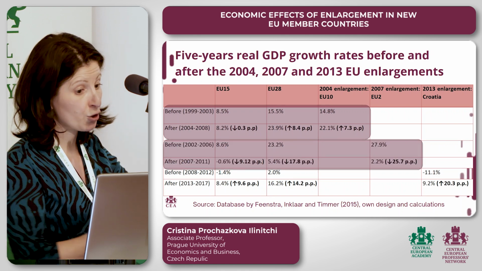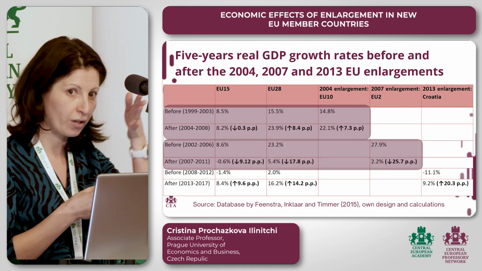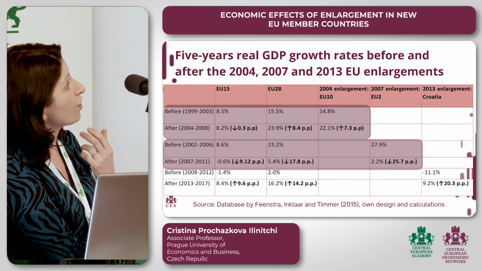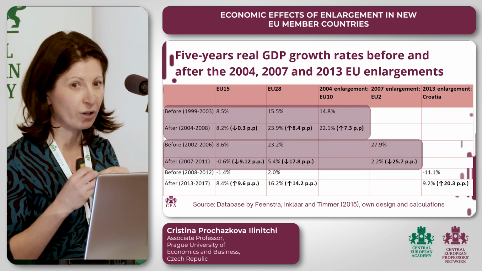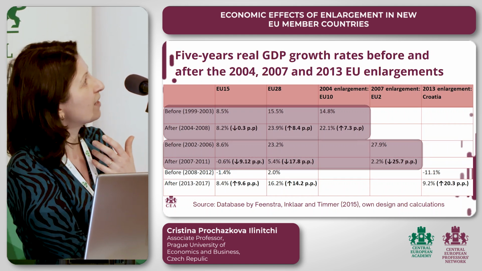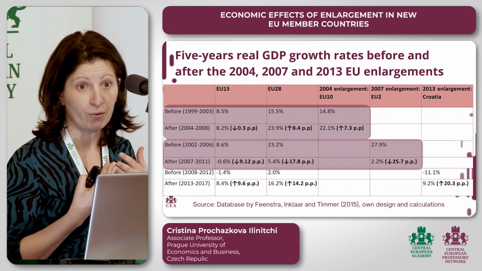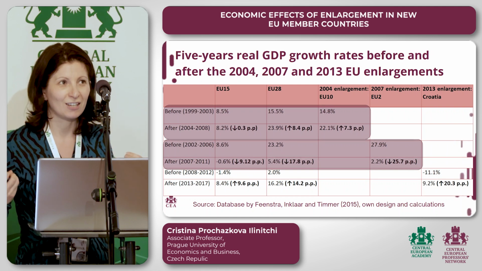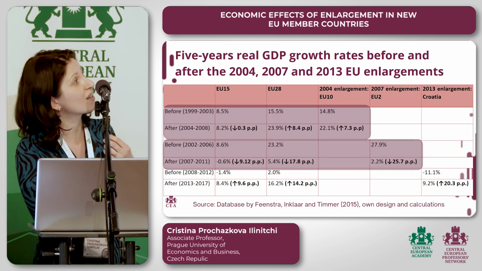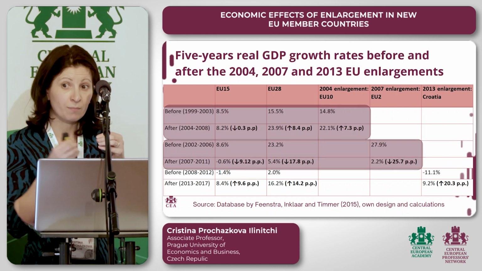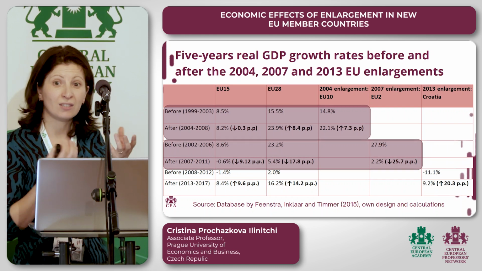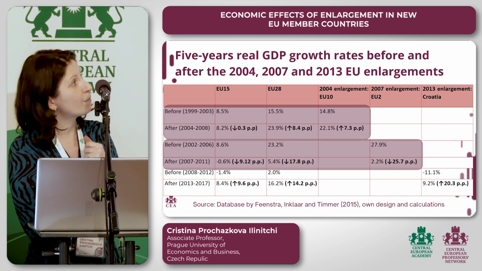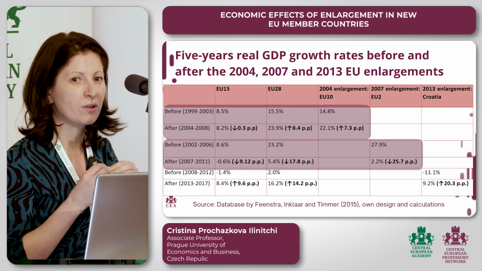If we move to the next enlargement, where the benchmark year is 2007, we see that the growth rate before and after accession for Bulgaria and Romania decreased a lot, but you probably guessed that there is the effect of the economic crisis here. Even though we have a decrease in real GDP growth rates, they still remain positive, while for the EU 15 they are actually negative. Again, it's real GDP, not nominal GDP.